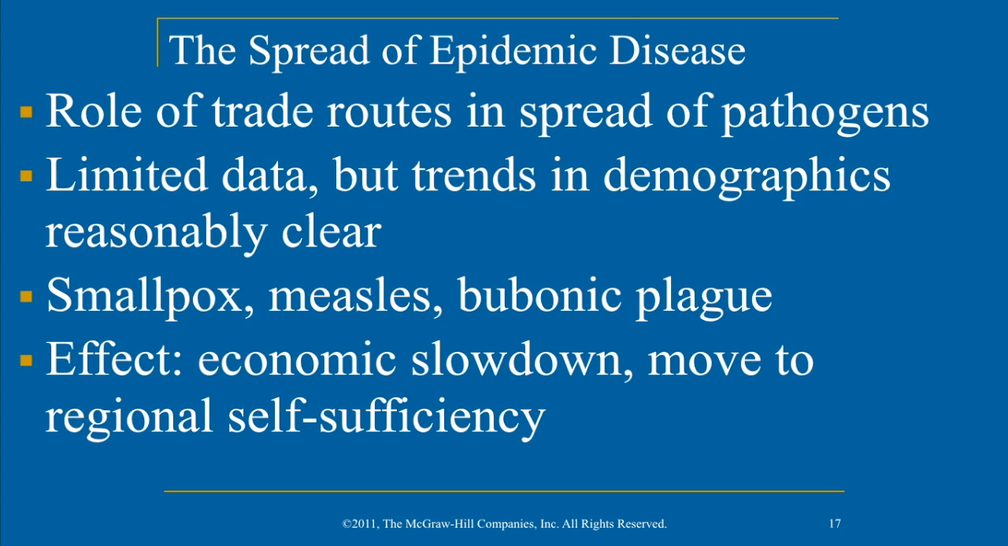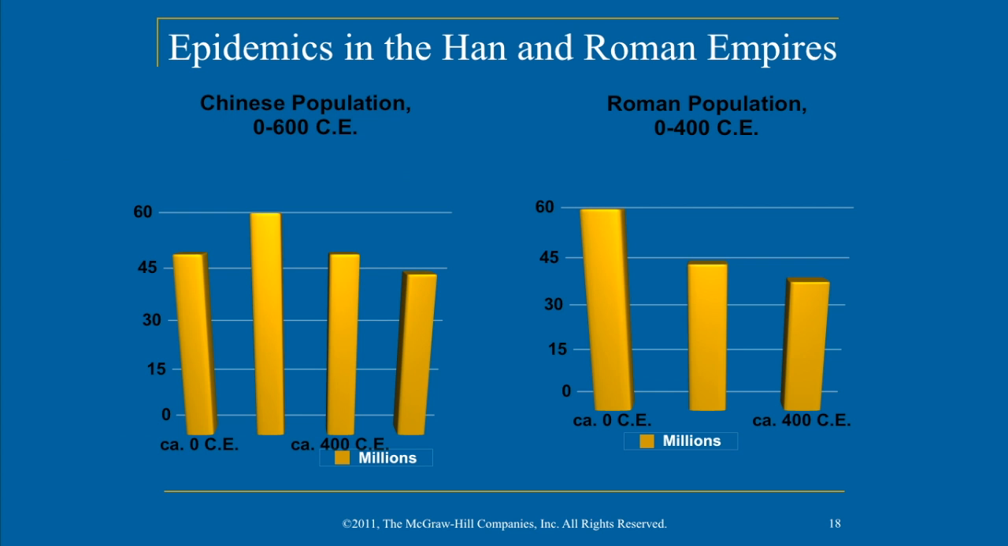The effect that all these epidemic diseases had was an economic slowdown. If you're sick, you're not trading. If you believe a city is very diseased or you believe that the gods are mad at that city, you probably won't trade with that city. And there's a move to regional self-sufficiency. People start to shut down their trade route sections. They start to say, we're not going to trade. They start to look inward to their community to try and find the goods and services that they wanted before. And as a result, people just don't see the need to interact with one another on larger scales.